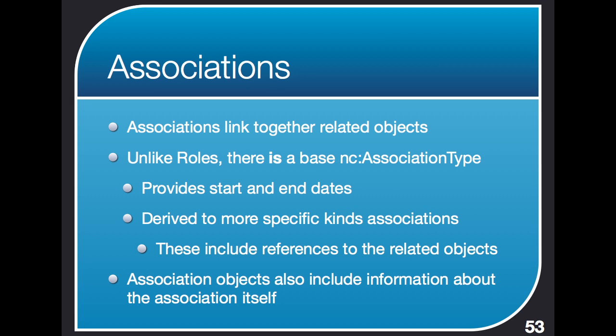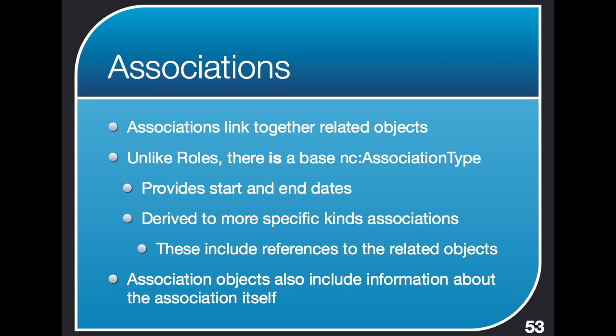Then what the NIEM does is it takes that base association type and uses it to derive more specific kinds of associations. For example, an association between two people. And then these more specific associations are where we add references to point to the related objects. So if we make a person-to-person association, then we'll add person references to point to the people who are being associated together.